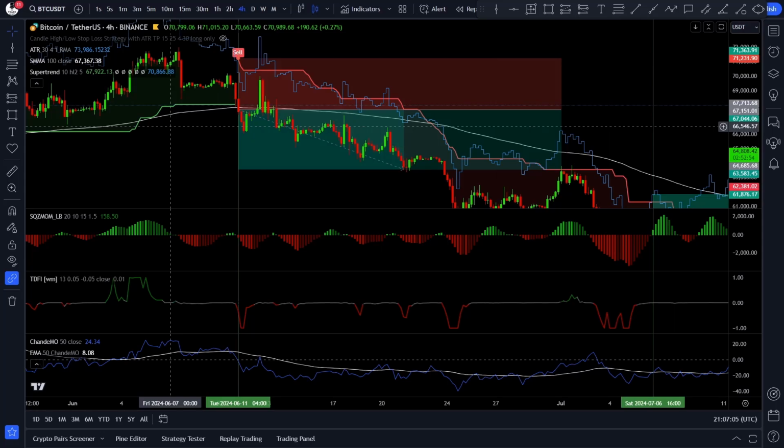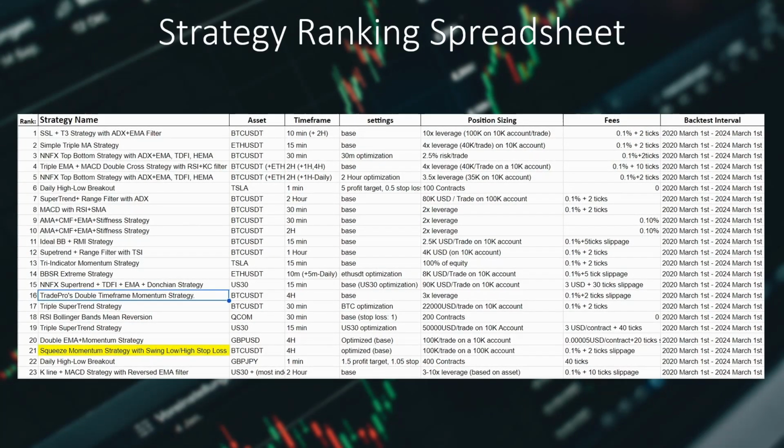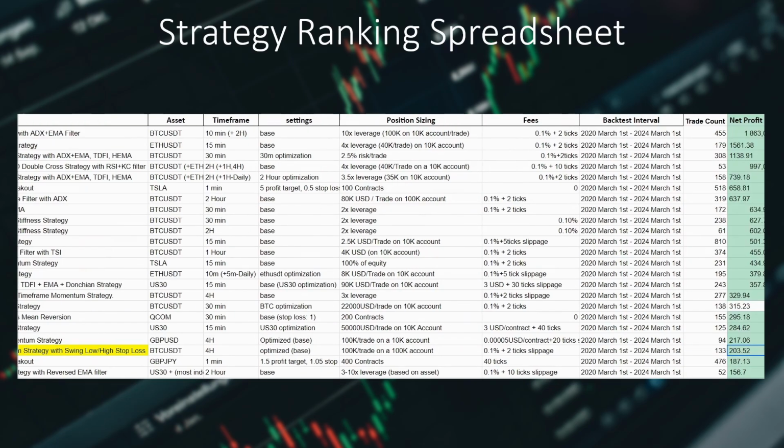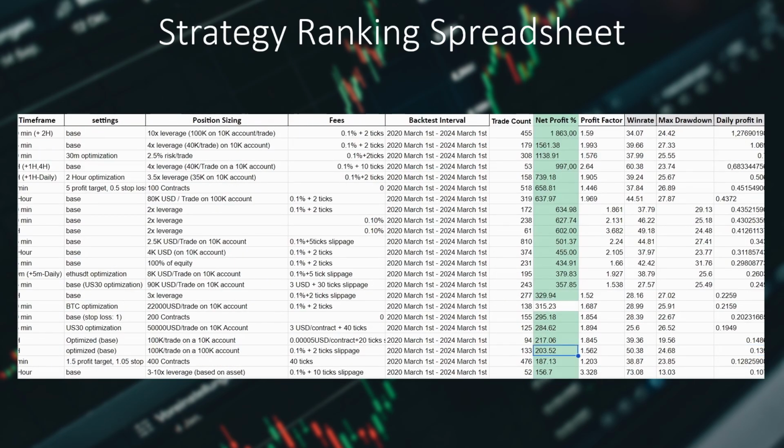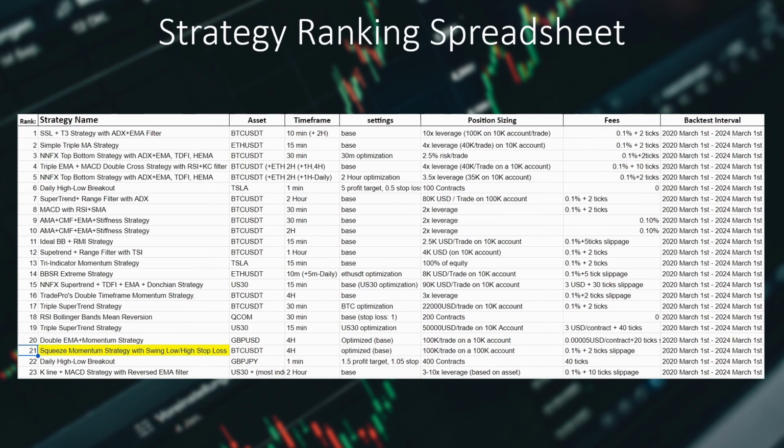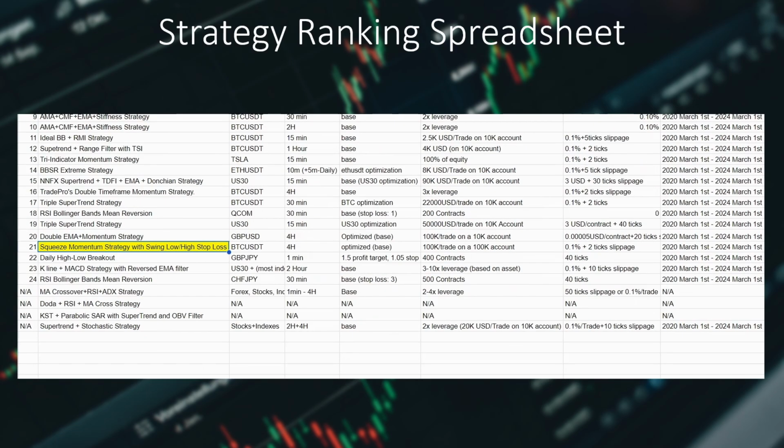And now to close out this video, let's take a look at the strategy ranking spreadsheet. And here is the strategy ranking spreadsheet. And today's strategy, the squeeze momentum strategy with swing low swing high stop loss, has taken the 21st place with its 203% net profit and 1.56 profit factor. Now, as I said, this script is too simple to get any better results, but considering that, it is great to see that it is not the worst optimization I checked so far.